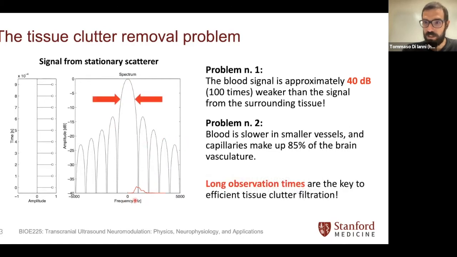Yeah, it sounds pretty challenging because you're trying to get the capillary flow separated from just brain pulsation, and the velocities are really small.